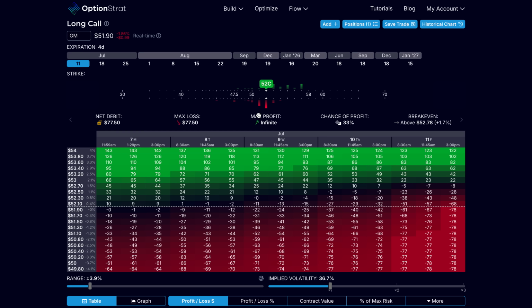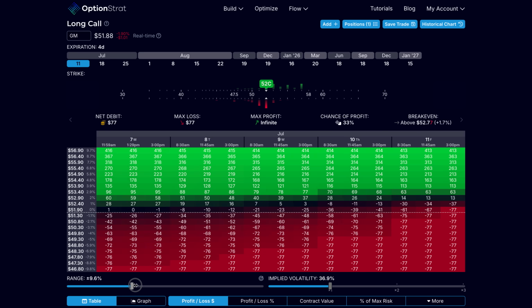Max profit is infinite to the upside. So again, this is a bullish strategy. We want the price of the stock to go up. If you have the premium version of OptionStrat, you can see what the chance of profit is according to OptionStrat. So for this example, it would be about 33%.